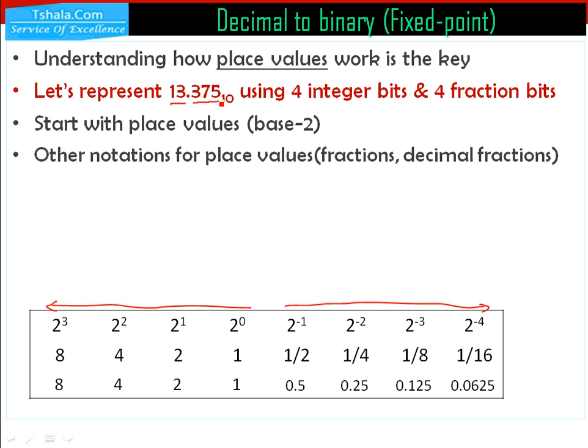To come up with that, it's as easy as finding which place values will make us that number. So we can have an 8, 4, and 1 for the integer part. For the remaining part, which is the fraction part, what we need to do is find the positions that we need to come up with 375.